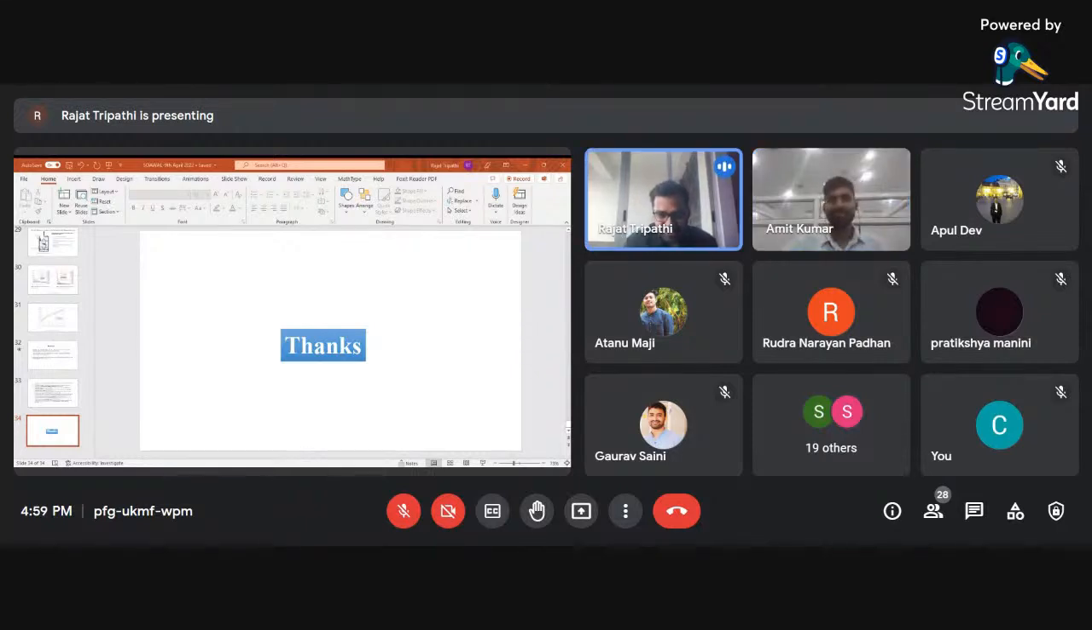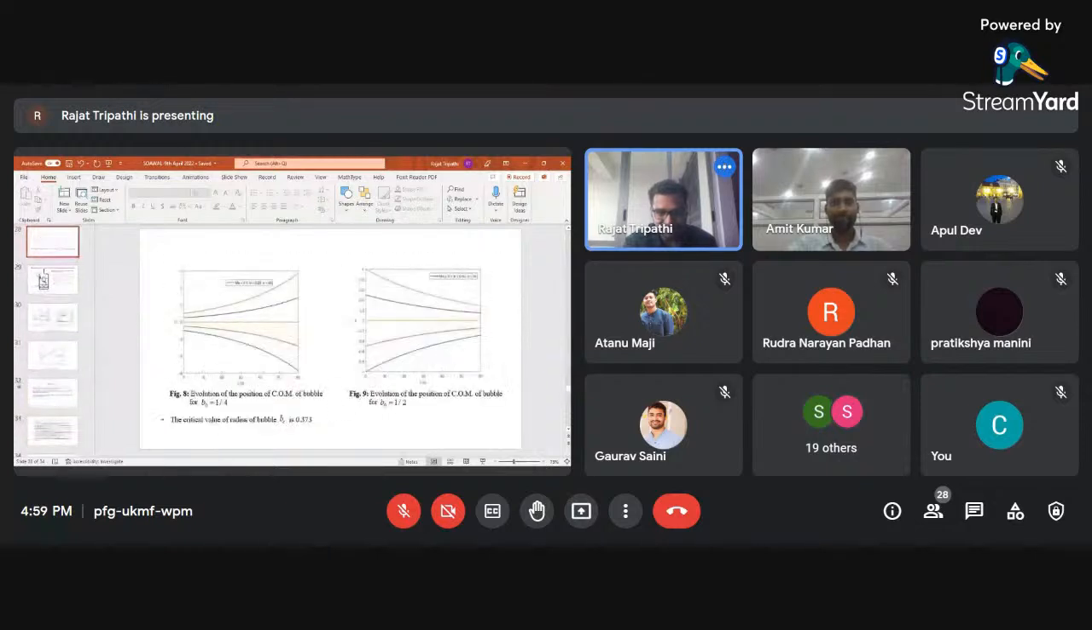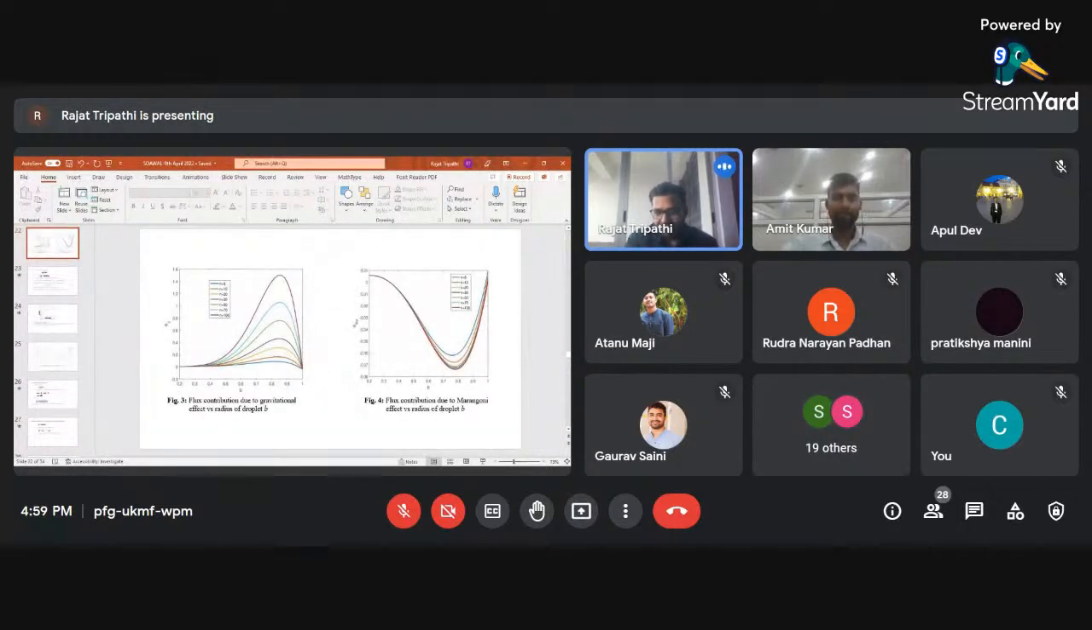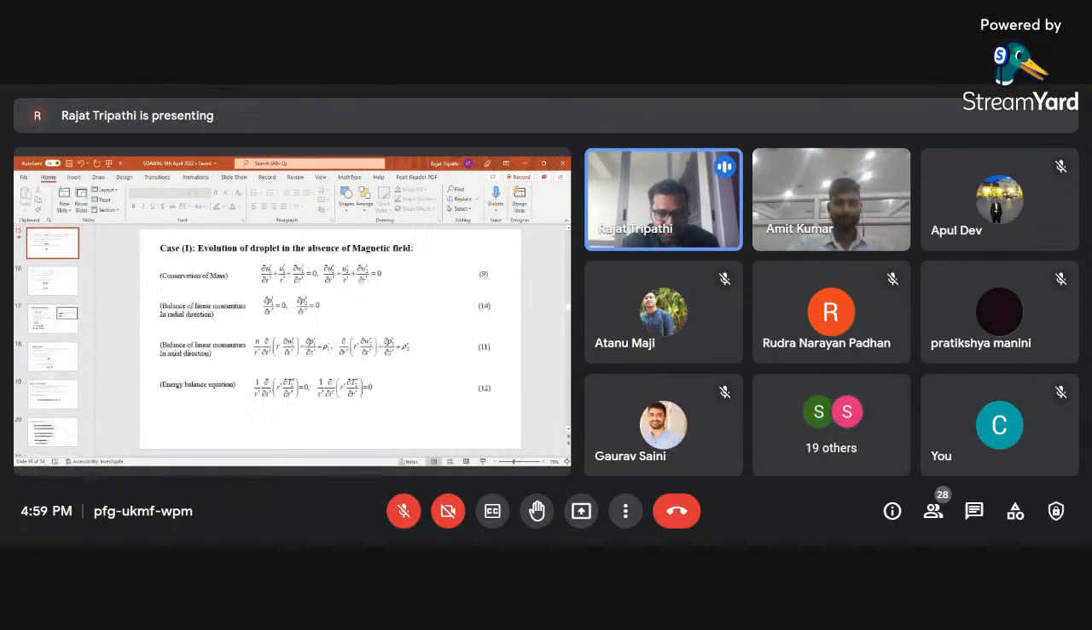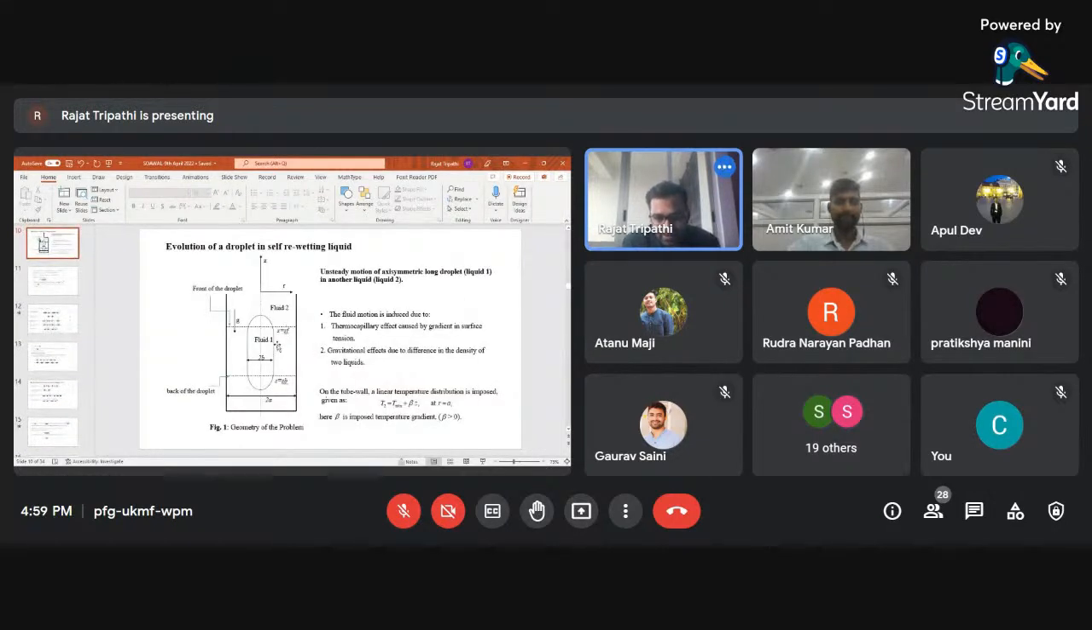Let me go there again. You see that when B is less than this critical value, the contribution of Marangoni convection is positive. A positive contribution of Marangoni convection means the force which is at play at the interface is higher. So the dragging force which is working on the interface is higher. Therefore, if there is more force, it moves away from the origin.